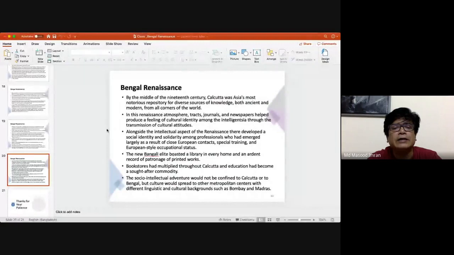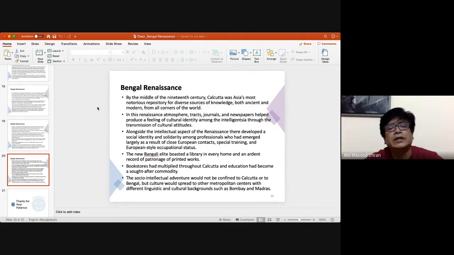And by the middle of the 19th century, Calcutta was Asia's most notable repository for diverse sources of knowledge, both ancient and modern, from all corners of the world. So even in today's Dhaka and our literature also, we found that much influence. And till then, we found so many Bengali writers who are very much influential in Bangladesh also.